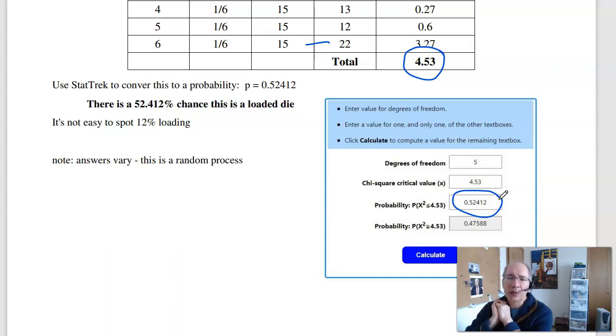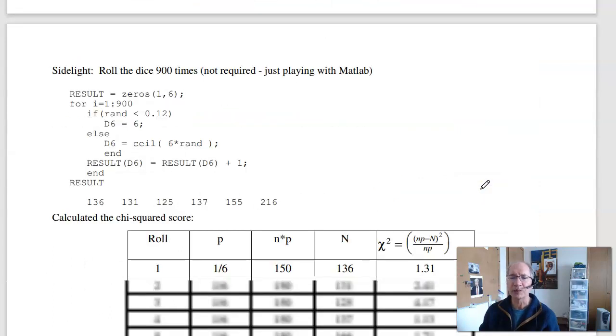Basically, 12% loading is pretty hard to spot, and casinos use that. If I have an electronic gambling machine, I can load the dice, put it against you, and as long as I'm not too flagrant, it's really hard to tell. But it does show up in the long run. That's what casinos care about. They care about the long run. Short run, like 90 rolls, the customer is really not going to be able to see it.